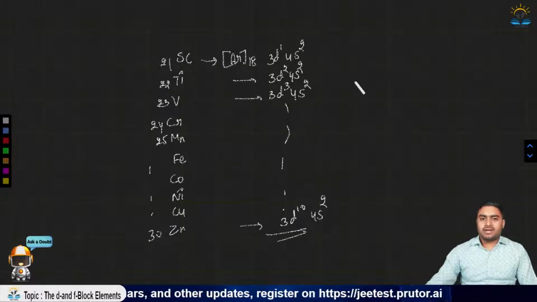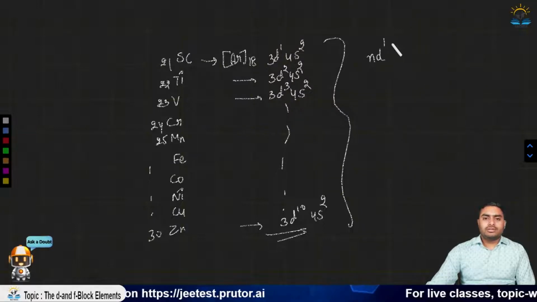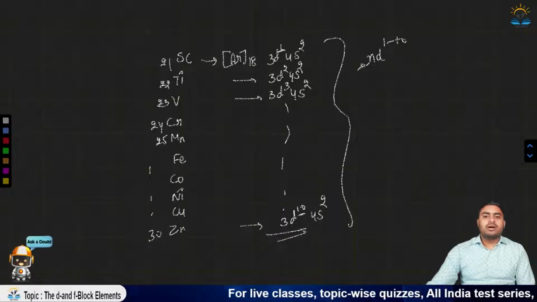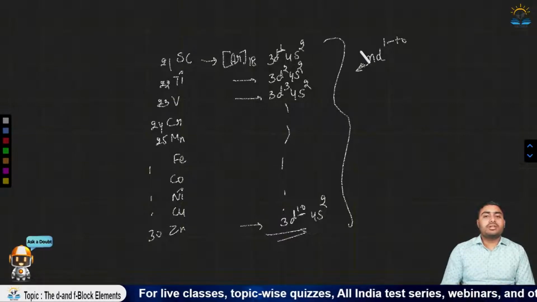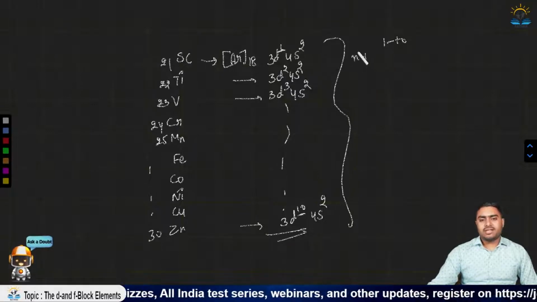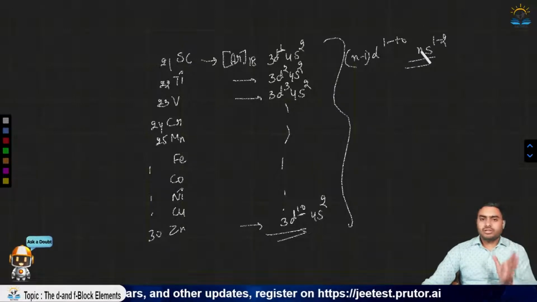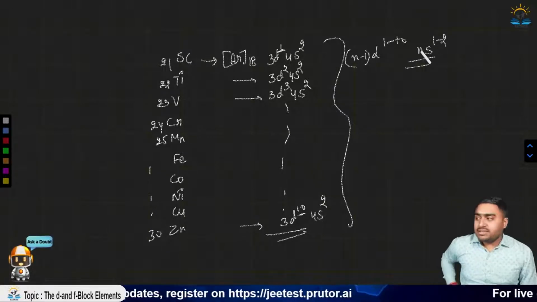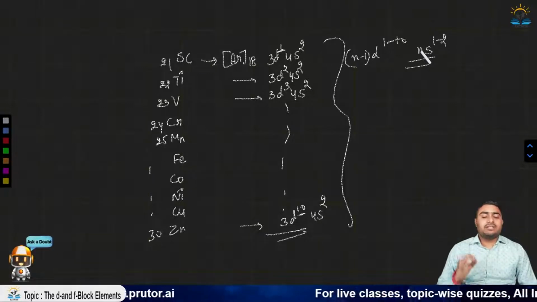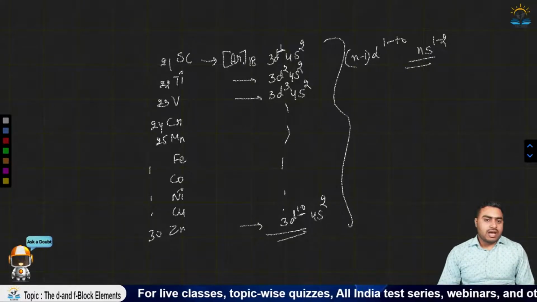So what you can observe here is the general electronic configuration, nd1 to 10. The n value depends on what? Not n, you can say n-1. Exactly, you can say (n-1)d1 to 10, ns1 to 2. The ns varies from 1 to 2, and (n-1)d1 to 10 means the electrons in the penultimate shell vary from d1 to d10. I hope you are getting this point.